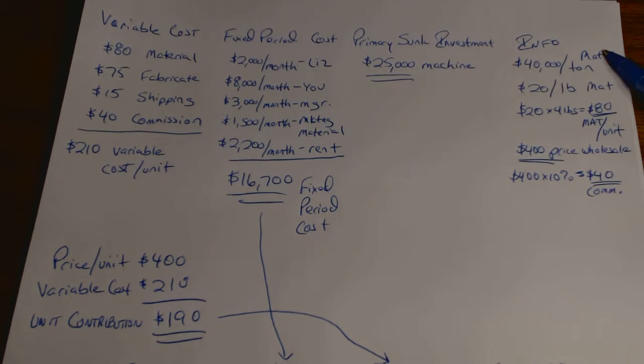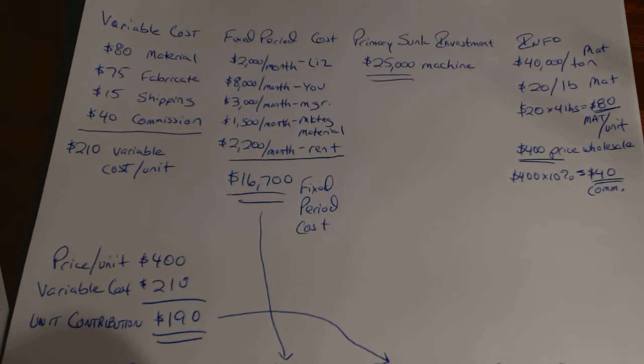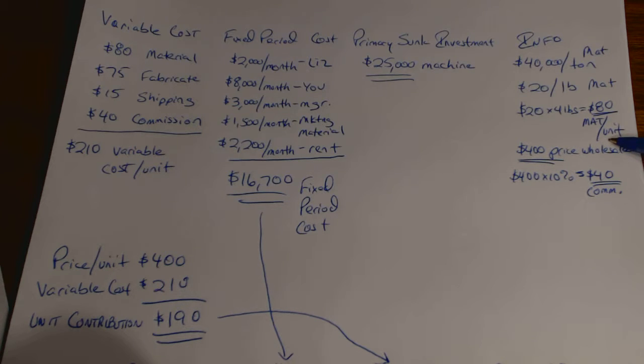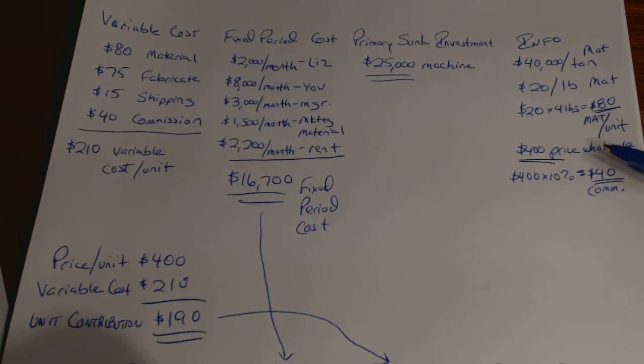Okay, so they told us, and some of this stuff you need to figure out first. They told us it's $40,000 per ton, we know there's 2,000 pounds per ton, so the materials cost $20 per pound. But remember, they said that it's 4 pounds per table. So $20 times 4 pounds gets you $80 in material per unit. That's a variable cost. That goes over here in our variable costs.